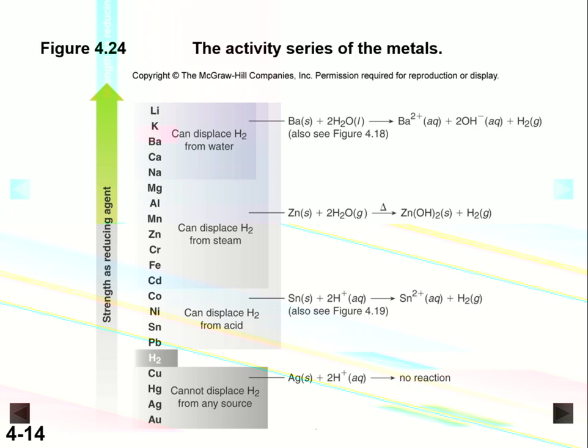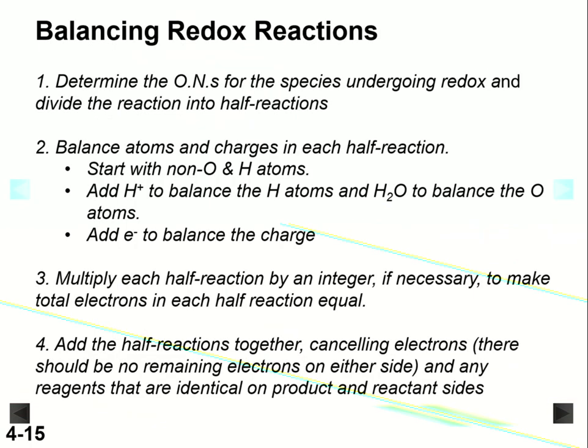And in looking at these, the metals at the bottom will tend to stay in the metallic state. The metals at the top will tend to go to the ion state. And we'll see some examples on how we use this table later on in reaction prediction.